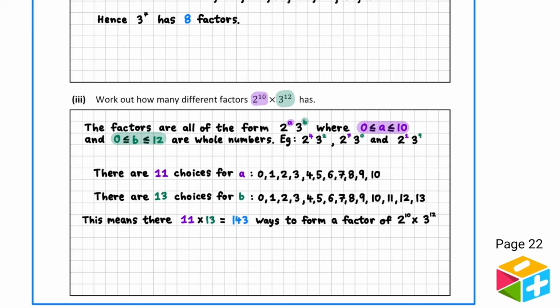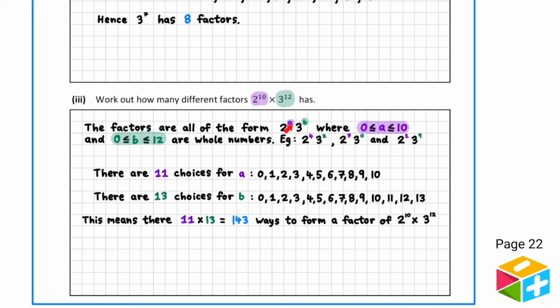To find the number of factors for 2 to the 10 times 3 to the 12, we'll have to consider all the different combinations of these. In other words, the factors will be of the form 2 to the a times 3 to the b. For example, 2 to the 4 times 3 to the 2, 2 to the 7 times 3 to the 0, or 2 to the 1 times 3 to the 9. So there's 3 examples, but there's many, many more. To find the total number of factors, we'll have to figure out how many there are.